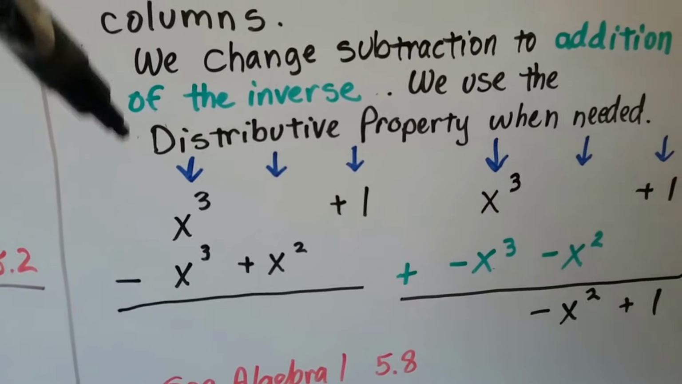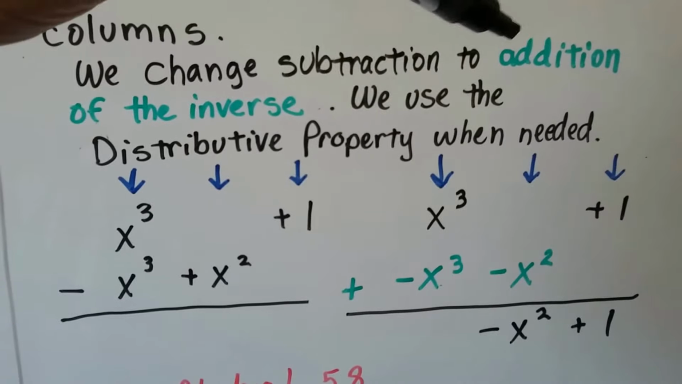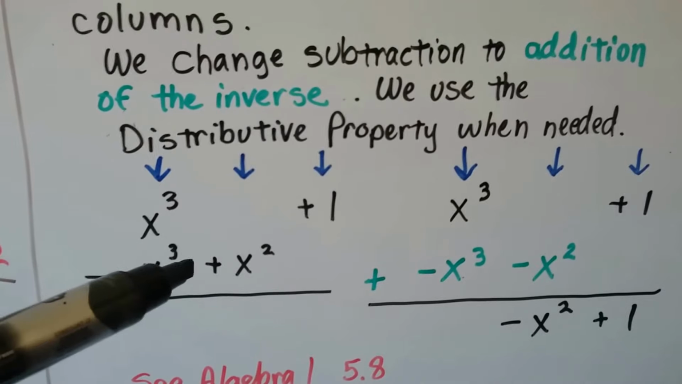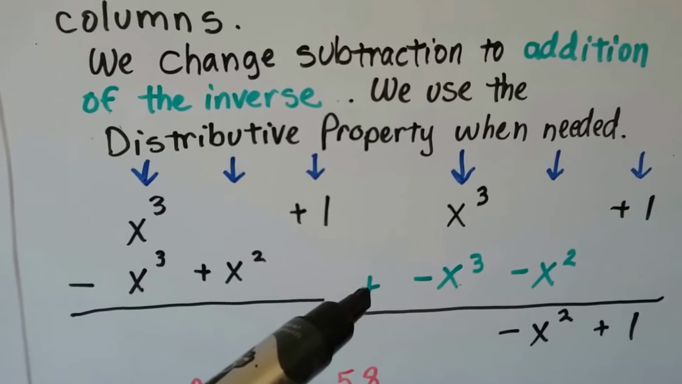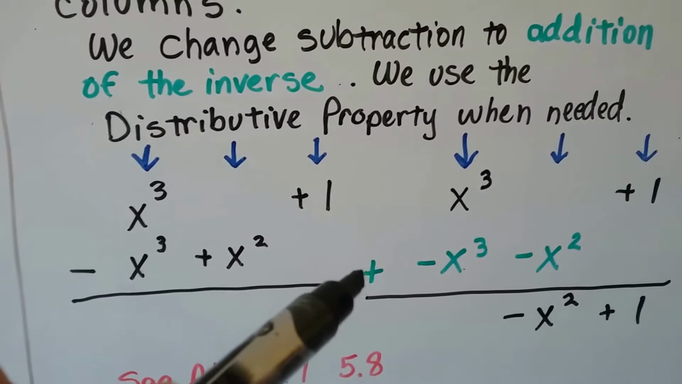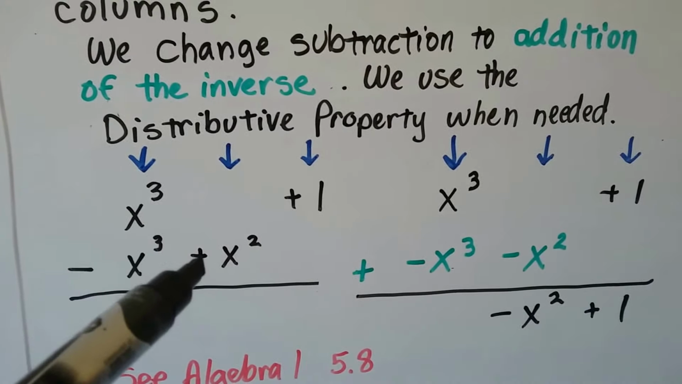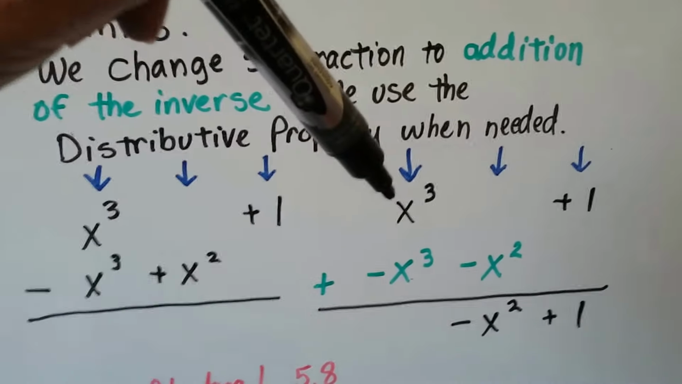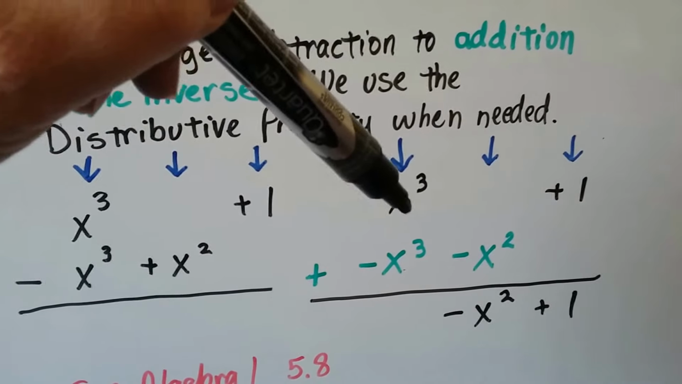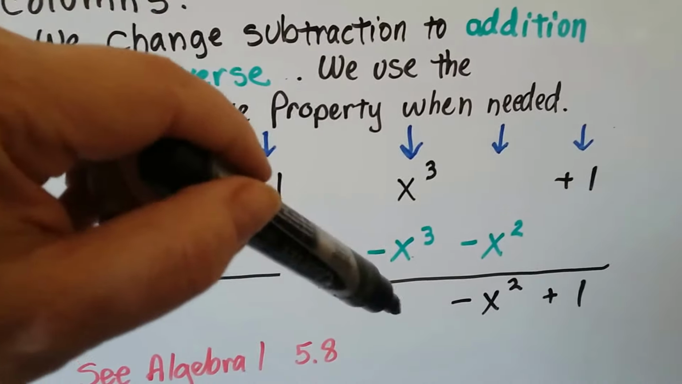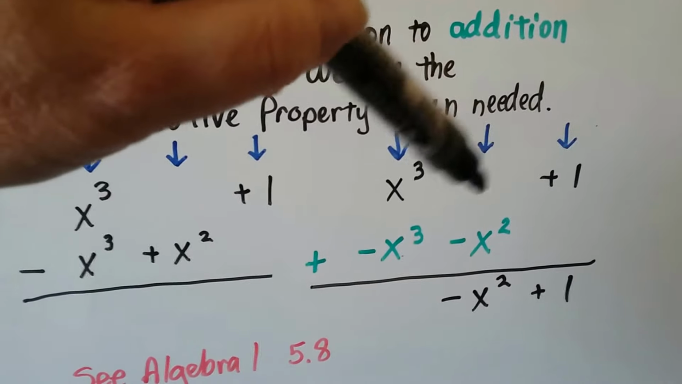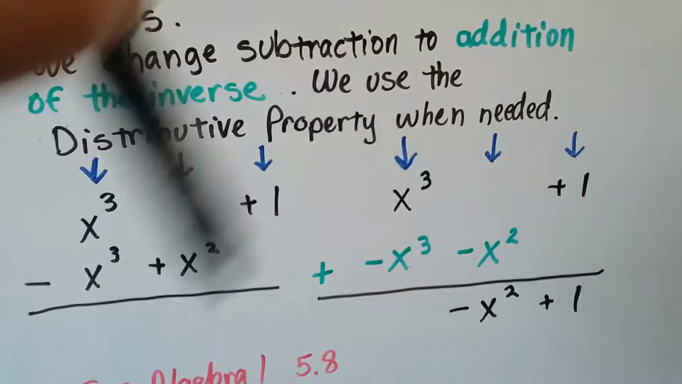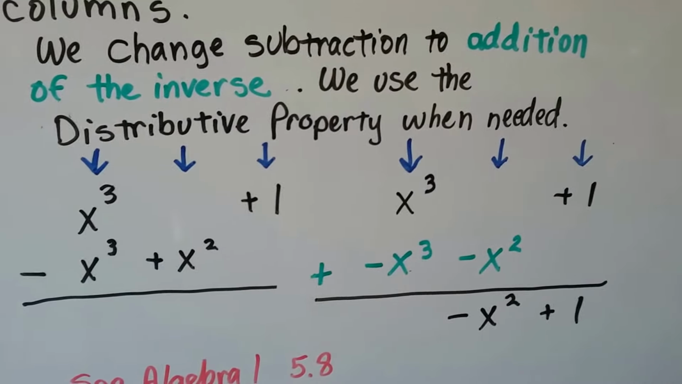See that? We're going to do addition of the inverse. So instead of subtracting a positive x cubed and a positive x squared, we're going to add the inverse. We're going to add a negative x to the third minus x squared. See how we switched all the signs? Now we've got an x to the third power minus x to the third power. That makes a 0 pair, so we have nothing here. And we've got nothing here, so this negative x squared is just going to drop down, and there's nothing here, so this 1 is just going to drop down. We have negative x squared plus 1 as the answer.